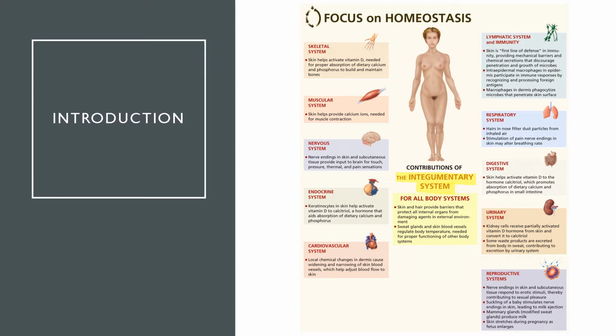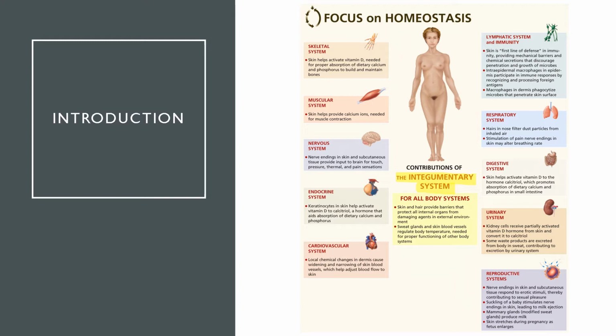So one of the major things that the integumentary system does is the keratinocytes, very specific cell in the skin that we will talk about yet, they help to convert or activate vitamin D into its active form calcitriol. And calcitriol is a hormone that's needed to aid in the absorption of calcium and phosphorus that you get from your diet. That calcium and phosphorus, once it's absorbed by the help of calcitriol, it's used in almost every system of your body.